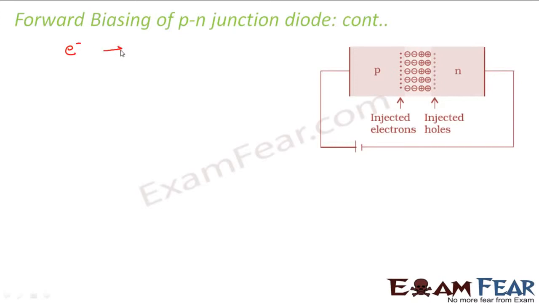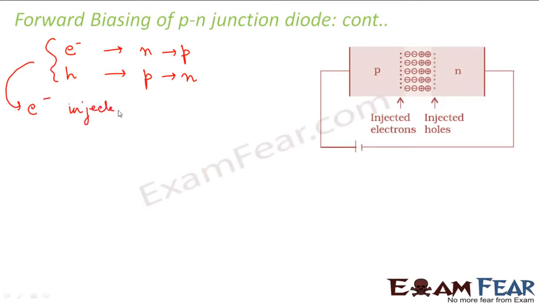As I mentioned in the previous slide, since electrons are flowing from N to P and holes are moving from P to N, that means electrons are basically injected into P. What does this mean? This means electrons are injected into the P region. Similarly, holes are injected into the N region.